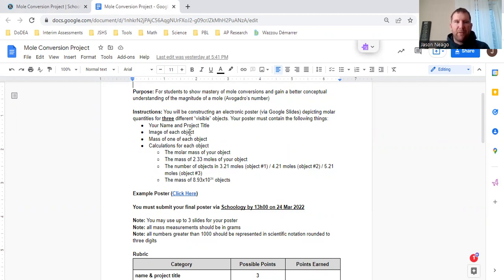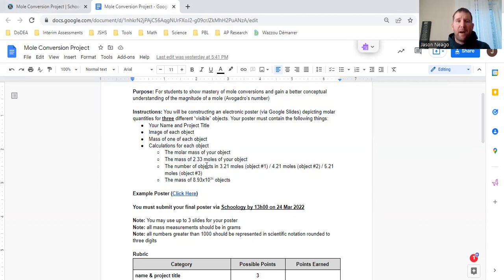On your poster, you must have your name and the project title. You have to have an image of each object. You have to have the mass of 1 of each object. There's 4 calculations that you need to do for each object. You need to provide the molar mass of your object. You need to provide the mass of 2.33 moles of your object.